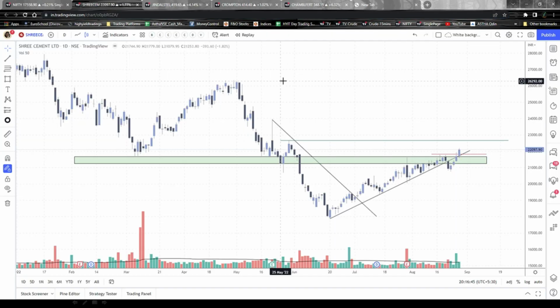So the first one was Shree Cement. As you can see here, the green zone is a particular support level. Why I have named it a support level is because that area was tested multiple times previously, maybe 6 months back or 1 year back. That is why I have placed this green zone here.